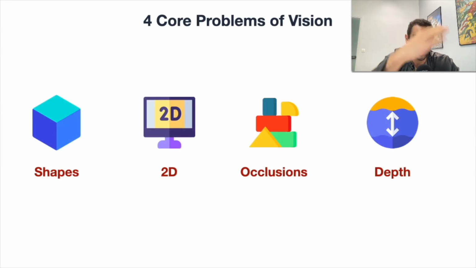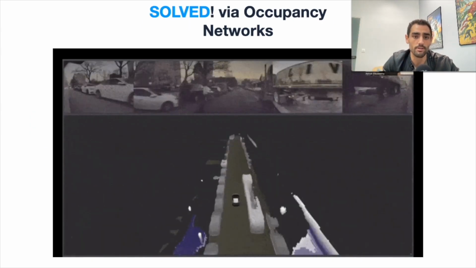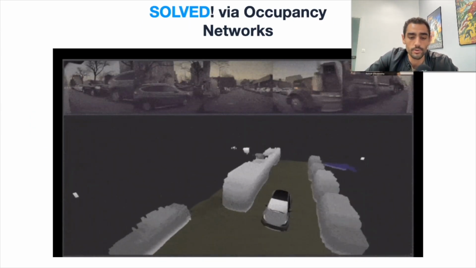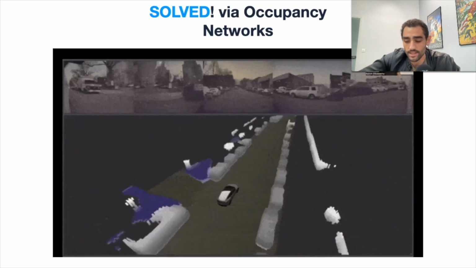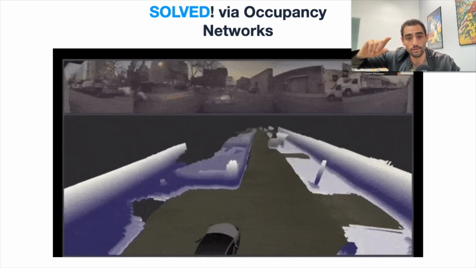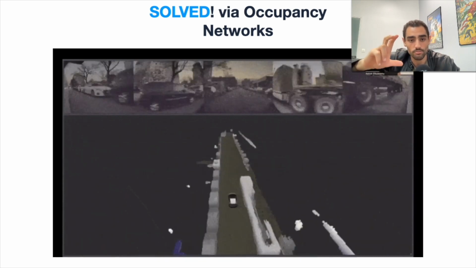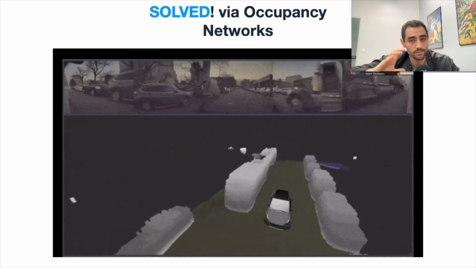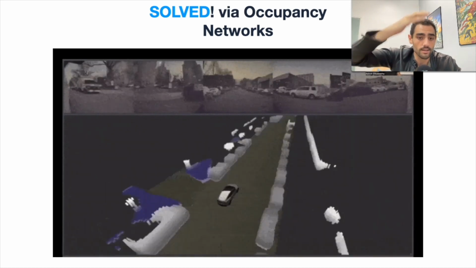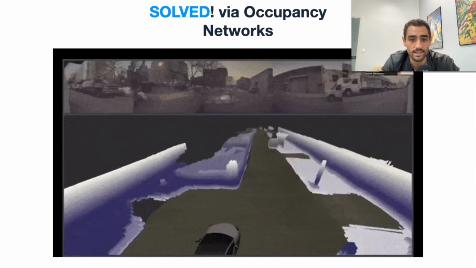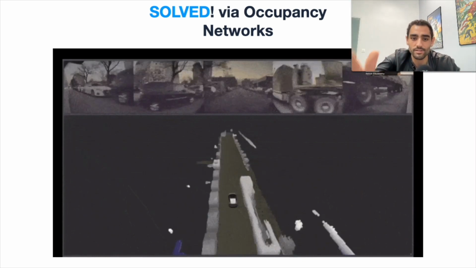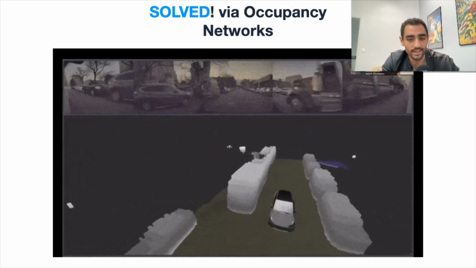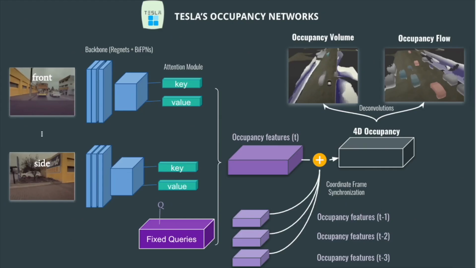So there are 4 problems that they're trying to solve here, which are the shape, the 2D, the occlusions, and the depth. And all these problems are somehow solved with the Occupancy Network, which is the network that they released, where they divide the space into voxels. A voxel is like a 3D pixel, a 3D cube. And then they assign a value to each voxel saying whether it's occupied or free. So now they can say, well, here it's occupied, here it's free, so you can drive here but not there. And they created the Occupancy Network. Now, when you're looking at it, it looks like that. So it's a bit intimidating.